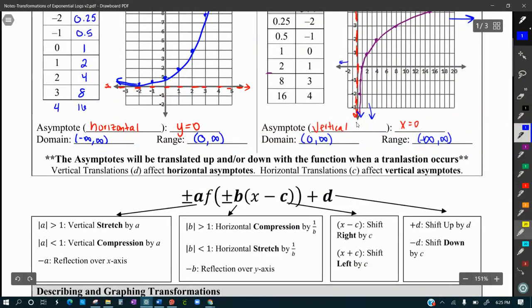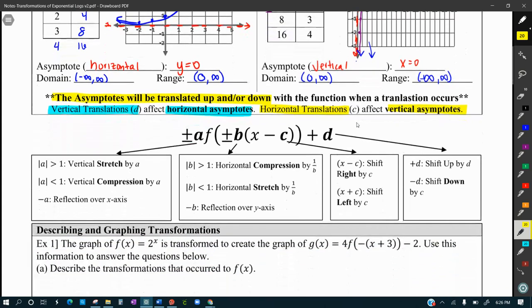When we talk about transforming these in just a minute, the asymptotes will also be translated up or down with the function if a translation occurs. Vertical translations affect horizontal asymptotes. Horizontal translations will affect vertical asymptotes. So if you move a graph left to right, that's going to mess with a vertical asymptote. If you move a graph up and down, that messes with a horizontal asymptote.